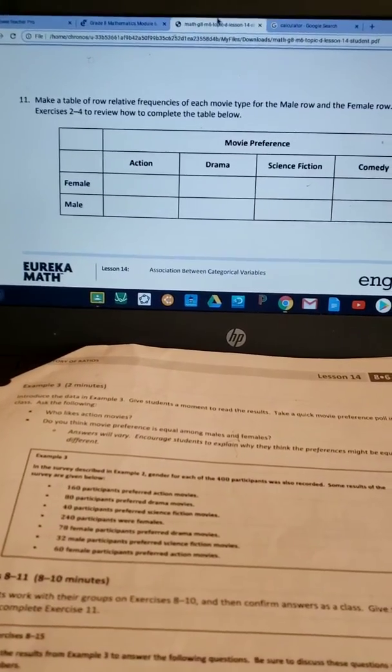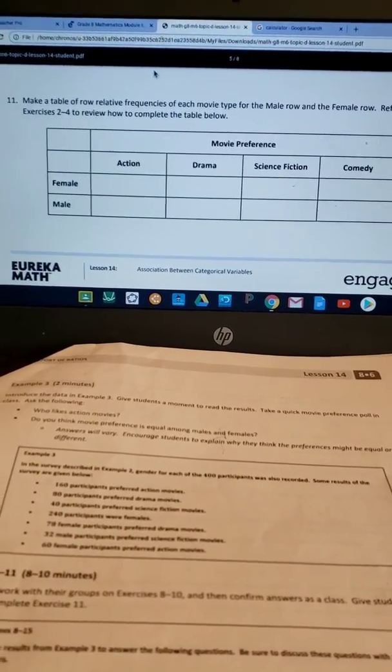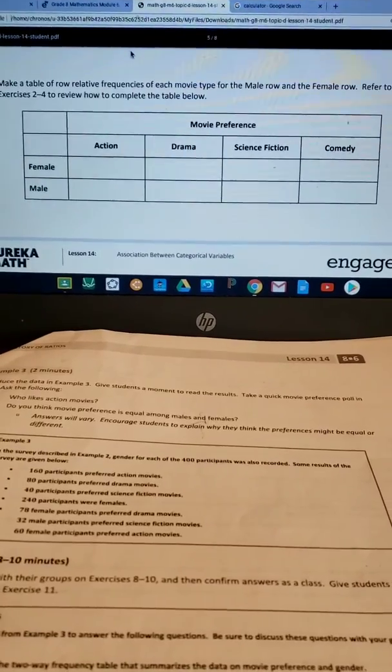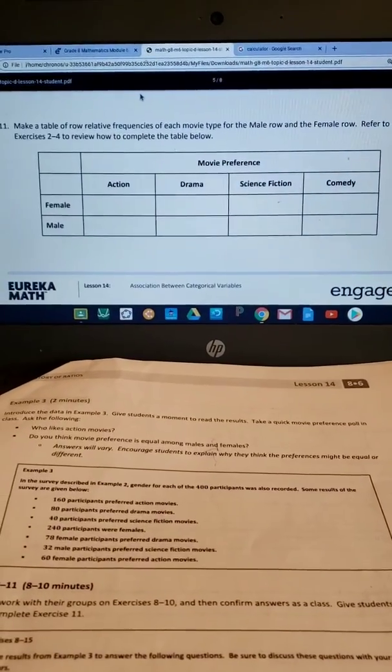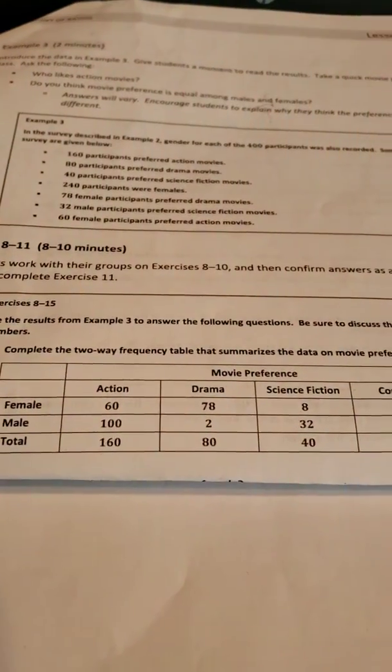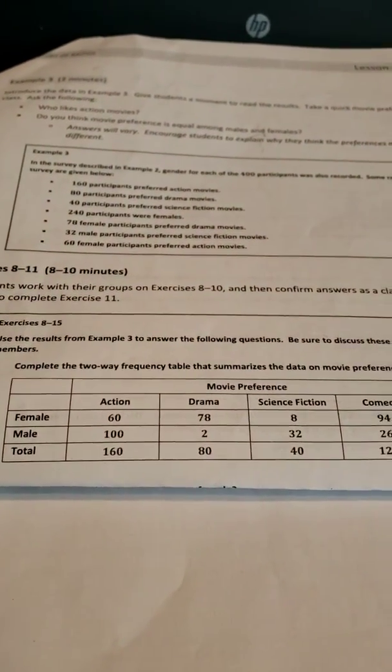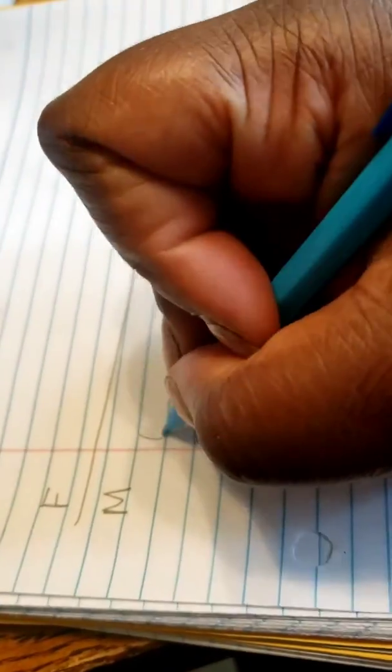Okay, so now for 11, it's asking us to make a row relative frequency. So remember, we're going row, not column, okay? And we're going to fill in this chart, all right? So for the first one, I'm going to look at my graph. And for females in action, I have 60 out of 240. All right, and when I do this, and I put it in my calculator, 60 divided by 240 is 0.25.